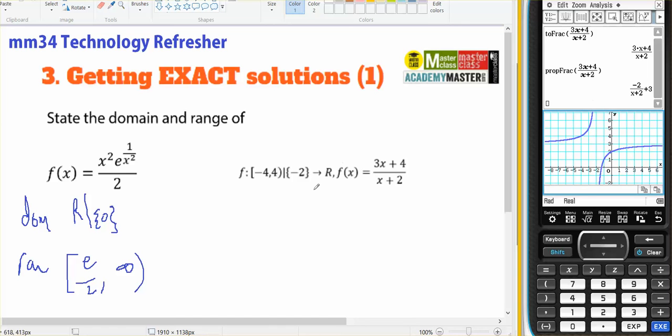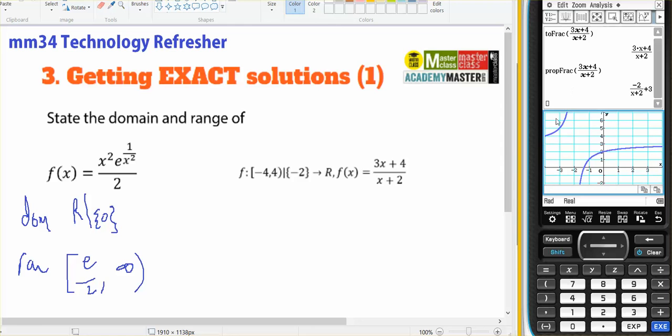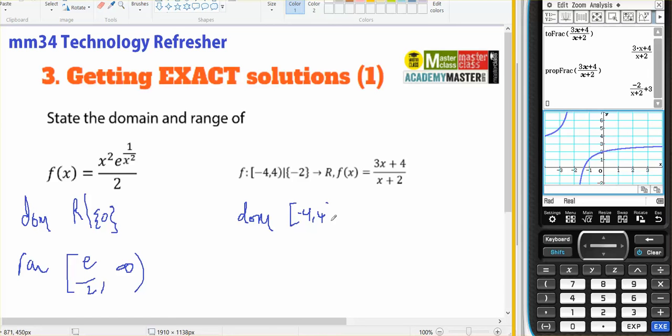-2. I've got a restricted domain, so I'm going to change my window view of the x's from -4 to 4. Okie doke. So, I know my domain has been given to me already. So my domain is -4 to 4, except -2. The range, well, it's going to go down to -infinity and up to +infinity.